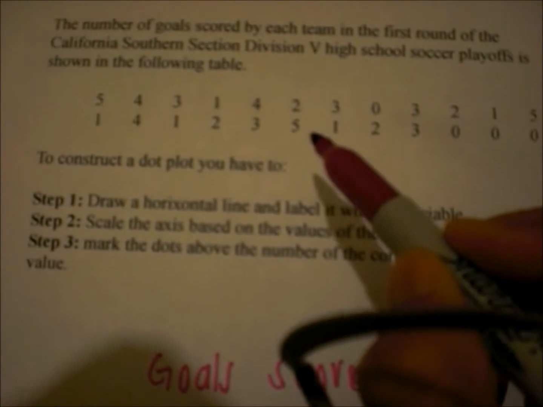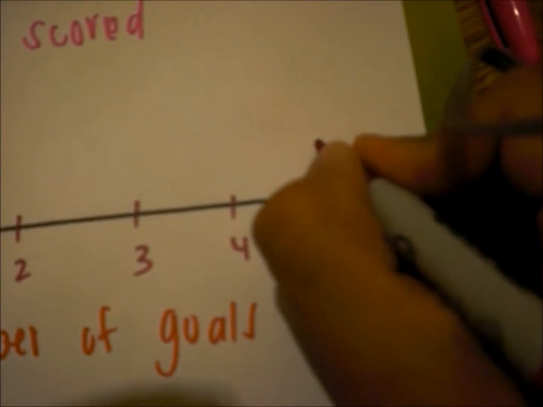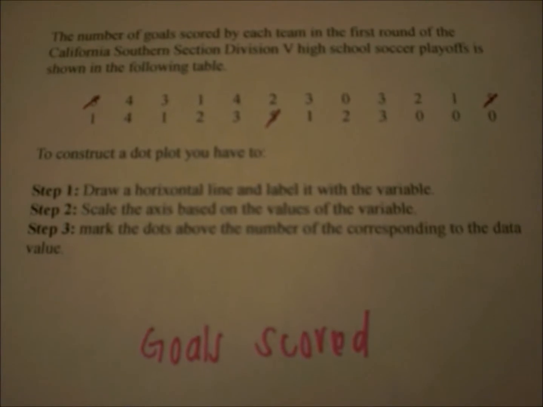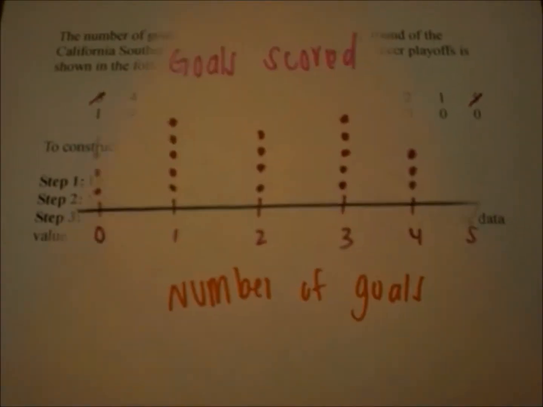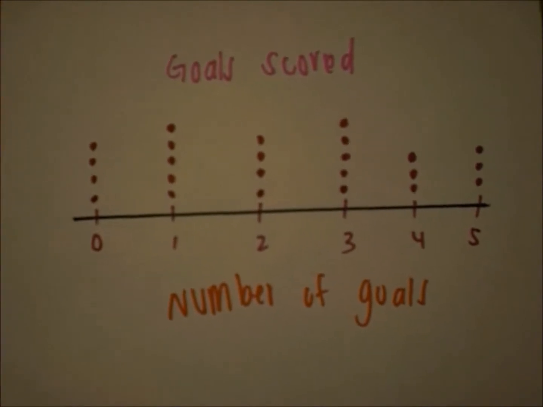2, 3, 5. So you go over here and you put 1, 2, 3, and you cross these out. And you continue with all of them, and you will be done. After you're done with the dot plot, it should look like this. This is how to make a dot plot graph.